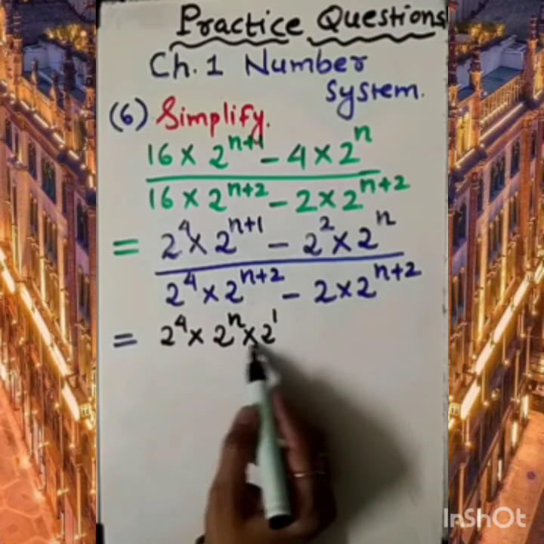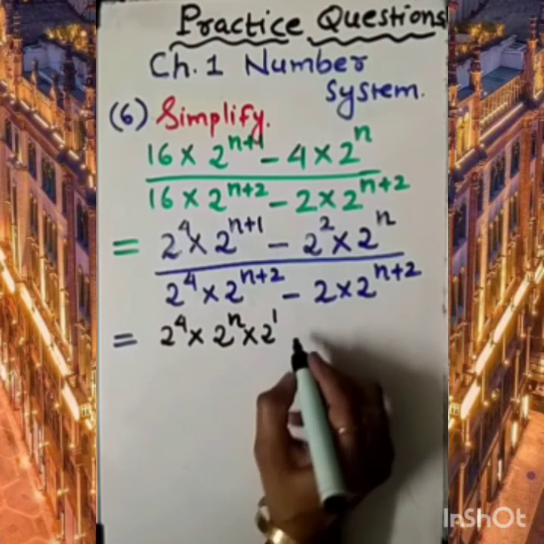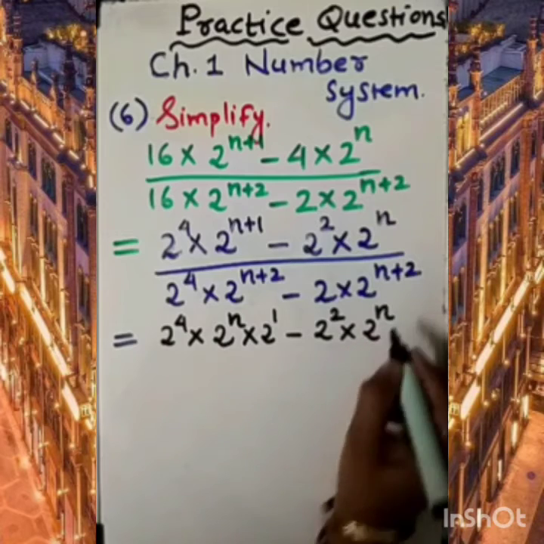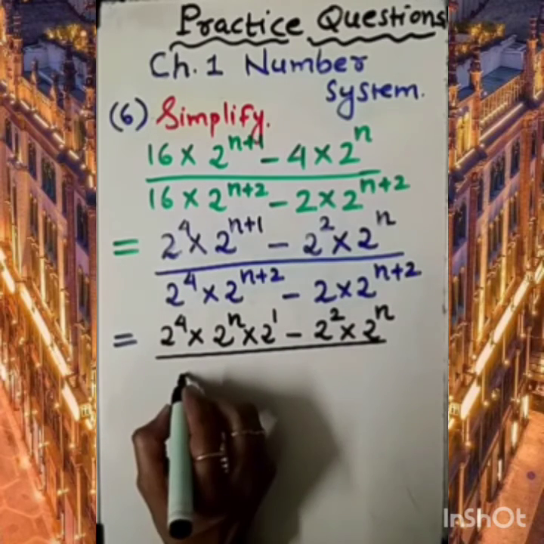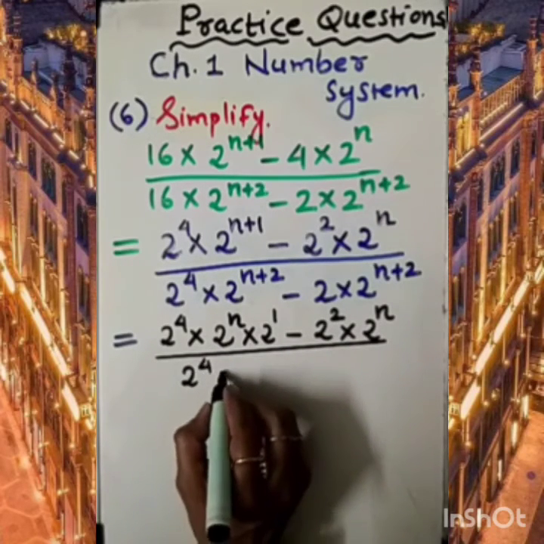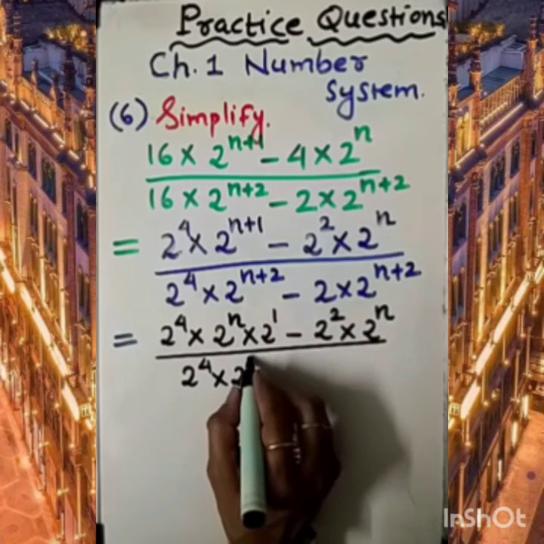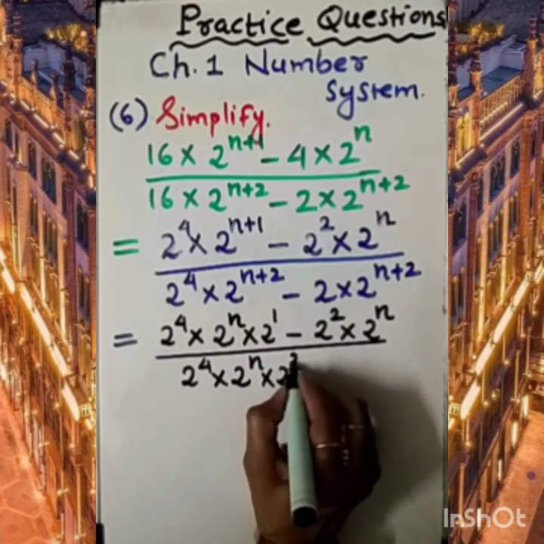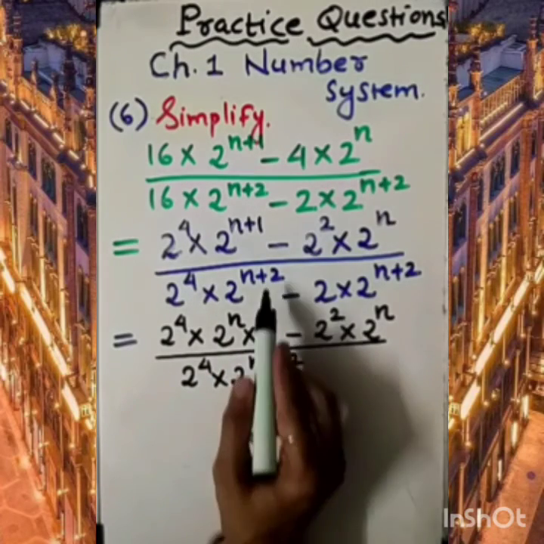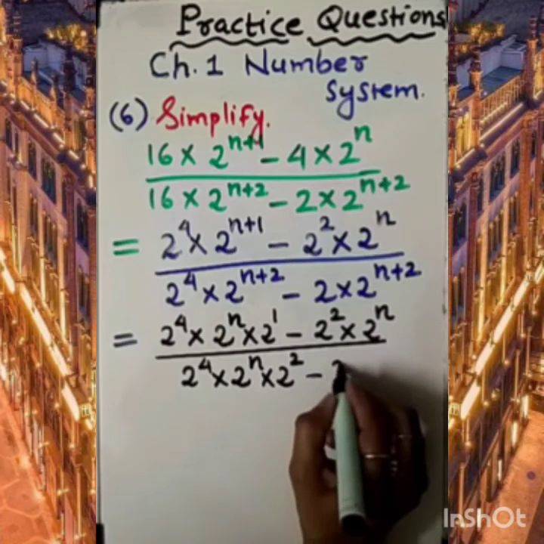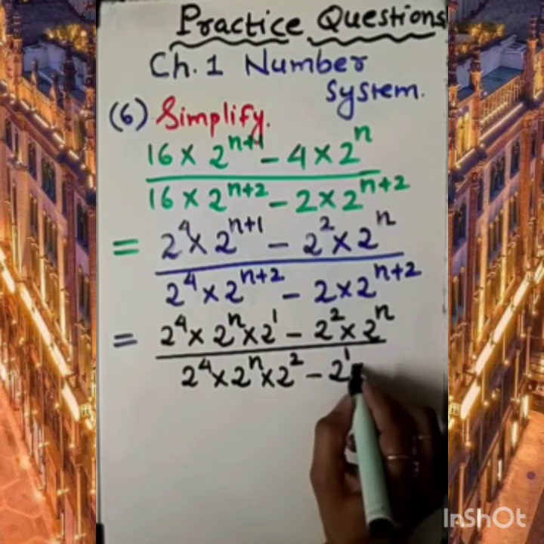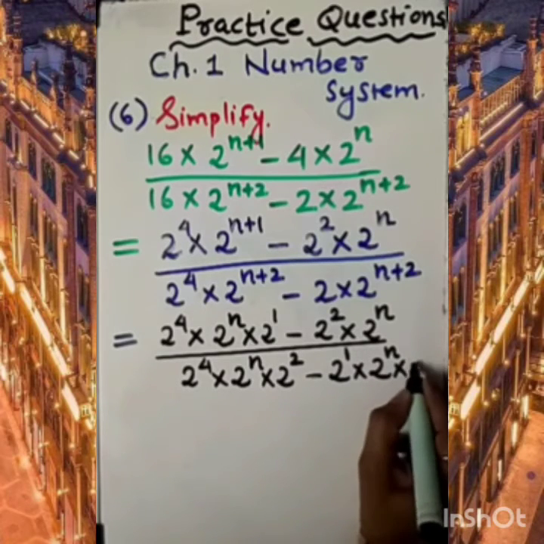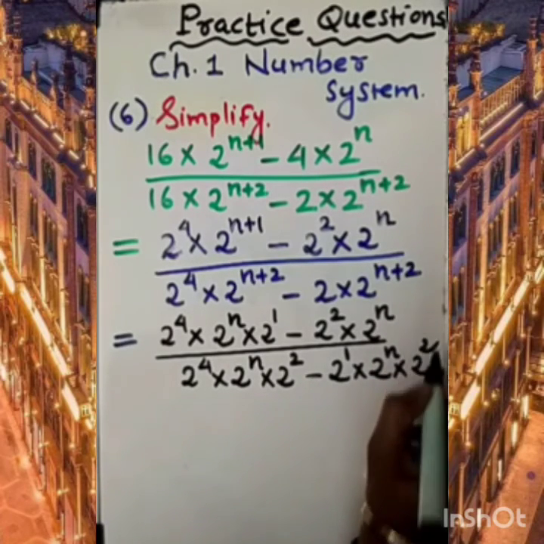Sorry, that is as separating the power, minus 2 to the power 2, 2 to the power n upon 2 to the power 4 into, let me separate this denominator, 2 to the power n into 2 to the power 2. This is a very important step. Here we have done the changes, minus 2 to the power nothing means 1, 2 to the power n into 2 to the power 5.